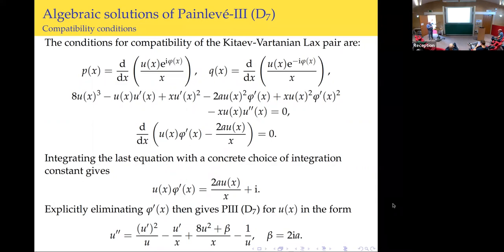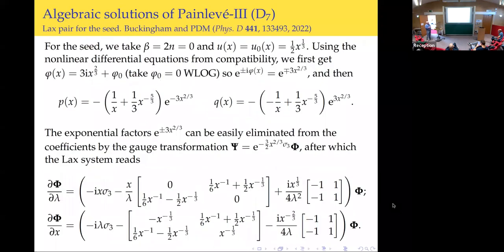Okay. So now we want to apply this isomonodromy method. That means we want to first solve the Lax pair for the seed. The seed corresponds to n equals 0, so beta or 2n is equal to 0, and our u function is 1/2 x to the third.